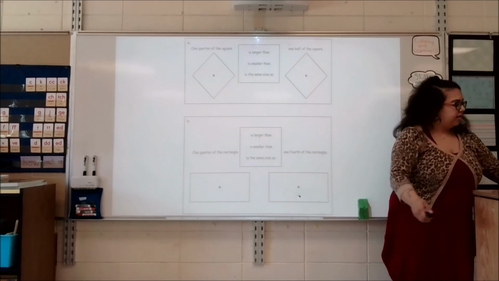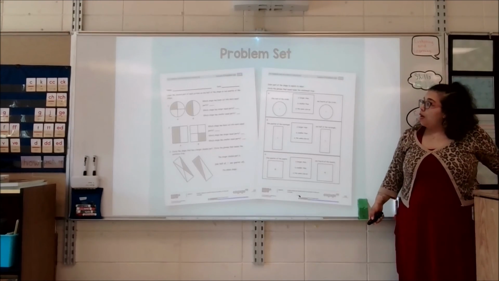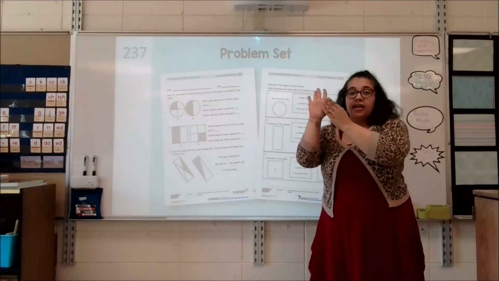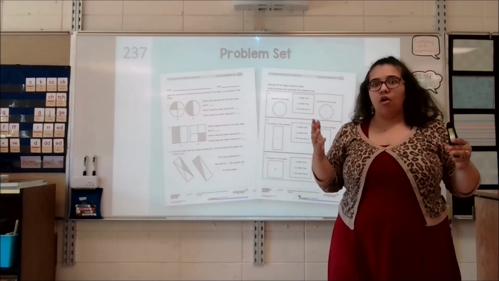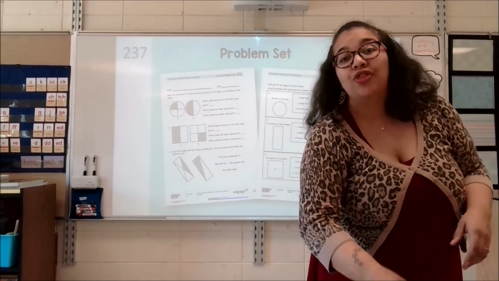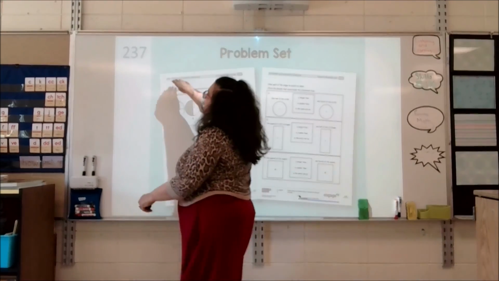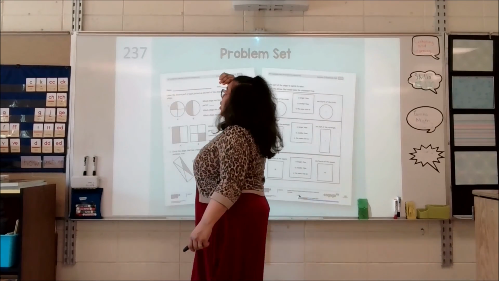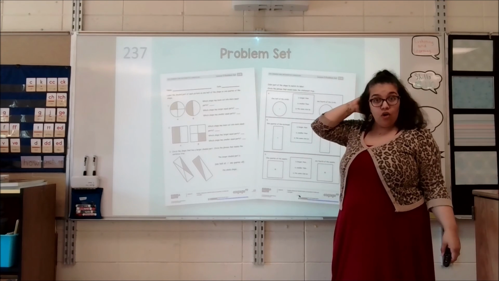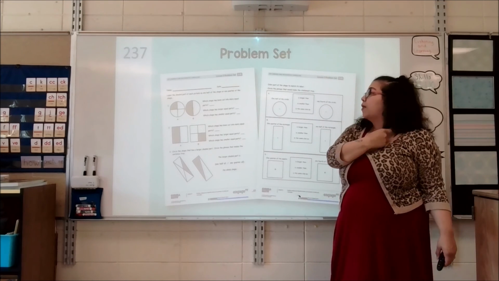Wasn't that exciting? All right, guys, so we're all practiced up. You're going to, in your Learn book, do your problem set. It is front and back, as you know, always, it's front and back. So Learn book, problem set 237. You're going to work to completion on this, because we said that was our goal for this module, work to completion on our problem sets.